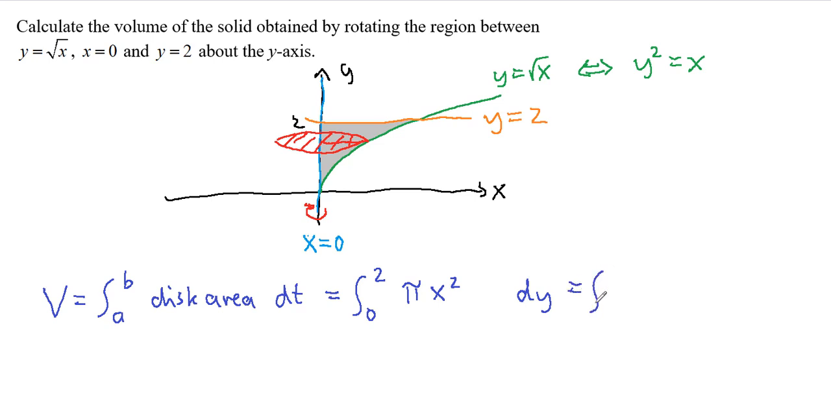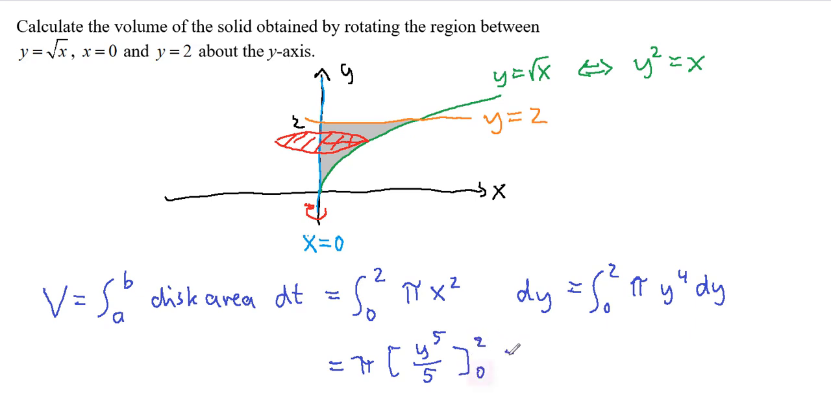So this is equal to the integral from 0 to 2 of pi times y squared, and squared again is to the power of 4, integrated with respect to y. We can readily find an antiderivative, which is y to the power of 5 all over 5, evaluated from 0 to 2.